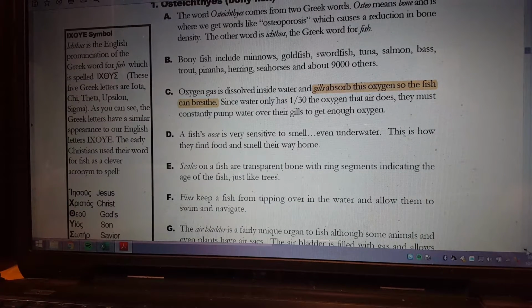We'll move on to D. A fish's nose is very sensitive to smell, even underwater. This is how they find food and smell their way home. E. Scales on a fish are transparent bone with ring segments indicating the age of the fish, just like trees. F. Fins keep a fish from tipping over in the water and allow them to swim and navigate.